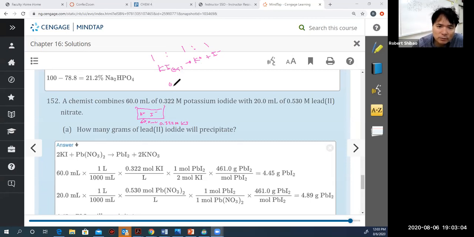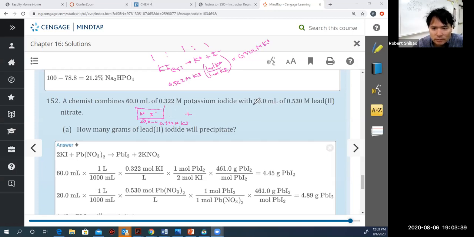If we have 0.322 molar KI, then we have 1 mole of potassium ions for every 1 mole of KI. Molarity means moles per liter, so the moles of KI cancel, and that leaves us with moles of potassium ions per liter. This gives us 0.322 molar potassium ions, and we have 0.322 molar iodide ions.